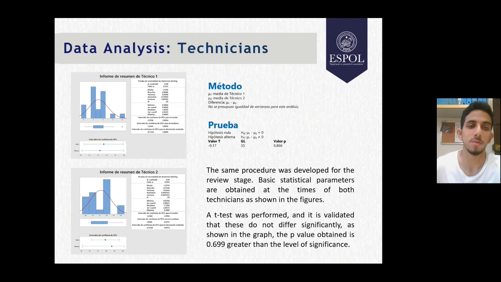Okay. The same procedure was developed for the review stage. Basic statistical parameters are obtained for the times of both technicians as shown in the figures. A t-test was performed and it is valued that they don't differ significantly, as shown in the graph. The p-value obtained is 0.699, greater than the level of significance.